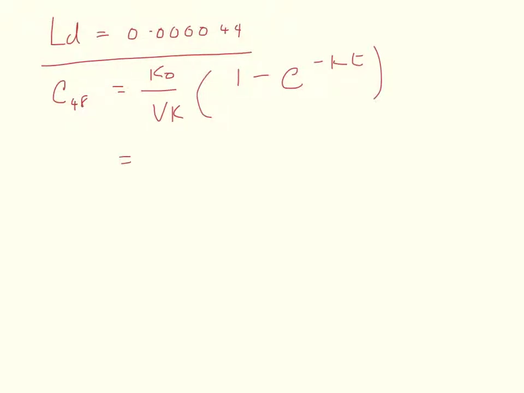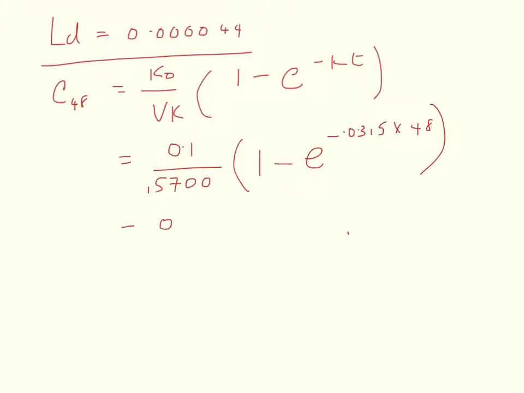Right, when we work that out, K0 over VK into 1 minus e to the minus kt, the figures were 0.1, we worked that out earlier on, all over 15,700, because we're talking about milliliters, into 1 minus e to the minus k, where k was 0.0315, multiplied by 48. When you work out the maths for that, you would have gotten 0.000156. So the infusion process after 48 hours left us with a concentration of this.